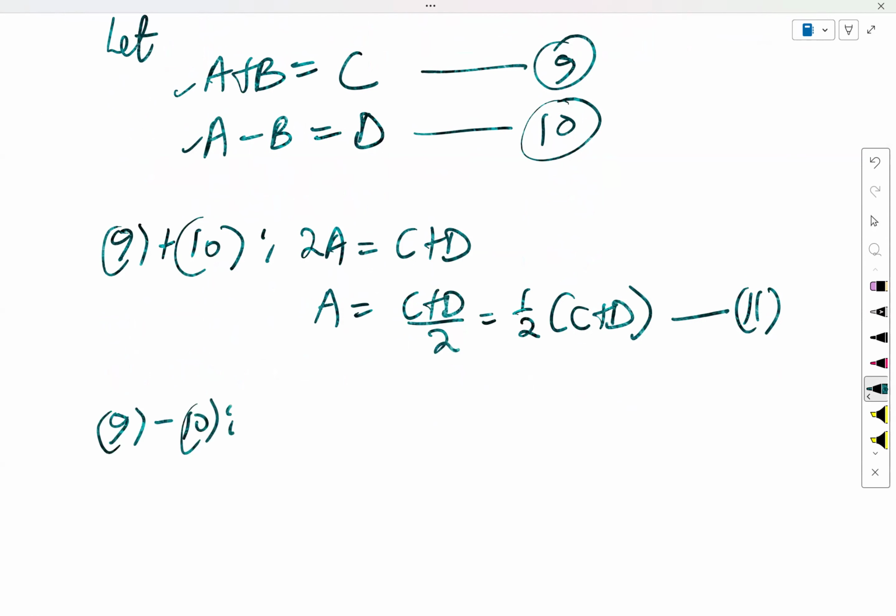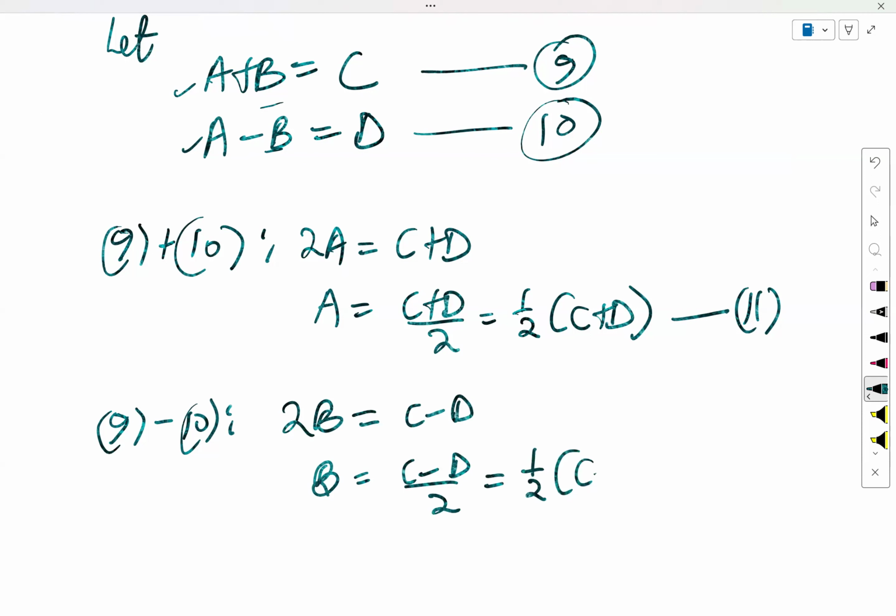So now let's go for equation 9 minus 10. We've just been adding and subtracting all the way. So equation 9 minus 10 will be A minus A, that is 0. Then B minus minus B, that's B plus B, that's 2B. And 2B equals C minus D. That means that B itself is C minus D divided by 2, which can also be written as half into C minus D. And that is equation 12. All right? That's equation 12.